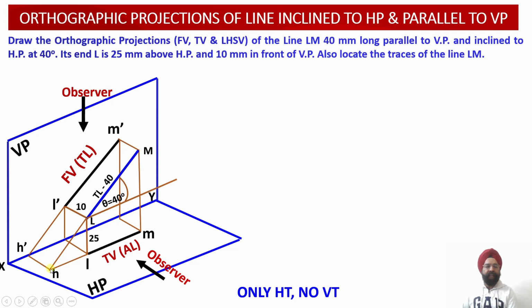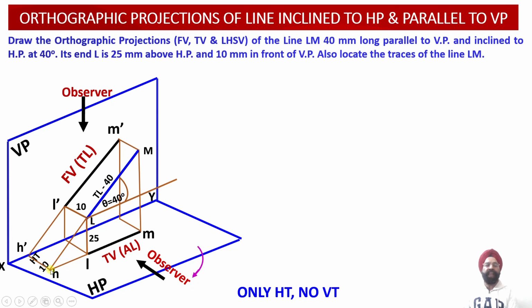The perpendicular distance between these two points H dash and H is going to give us the measurement of the horizontal trace of the line. This measurement will be equal to 10 millimeter. So we work out that the horizontal trace of the line will be 10 millimeter in front of the vertical plane. This way we have been able to evaluate the front view true length projections, the top view apparent length projections, besides evaluating the horizontal trace location of this particular line LM.